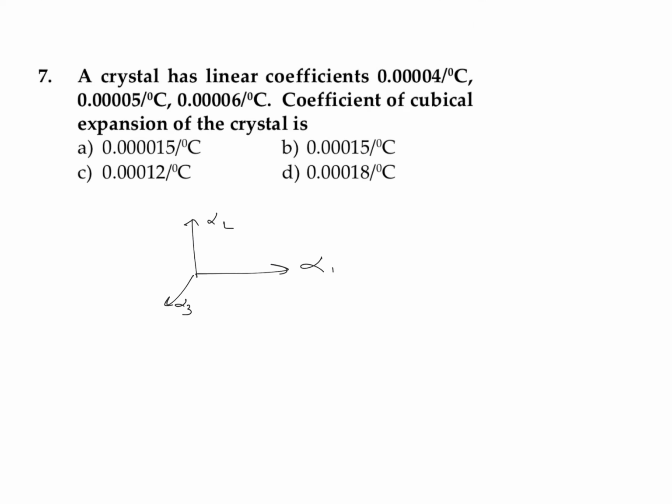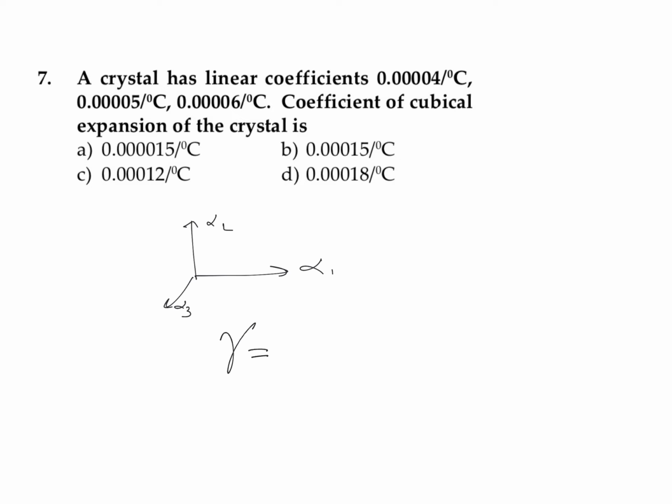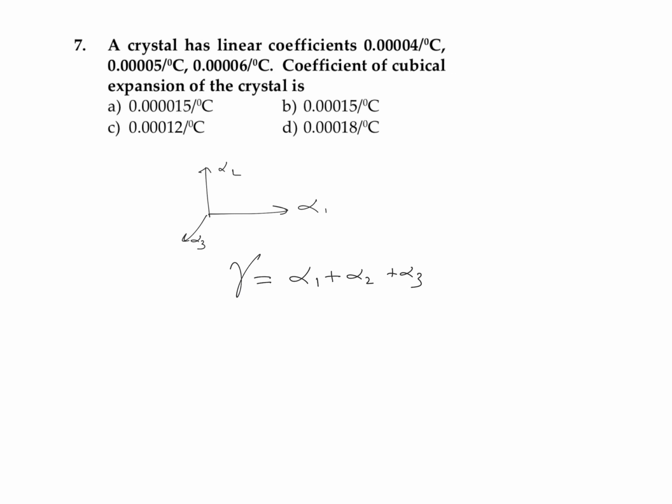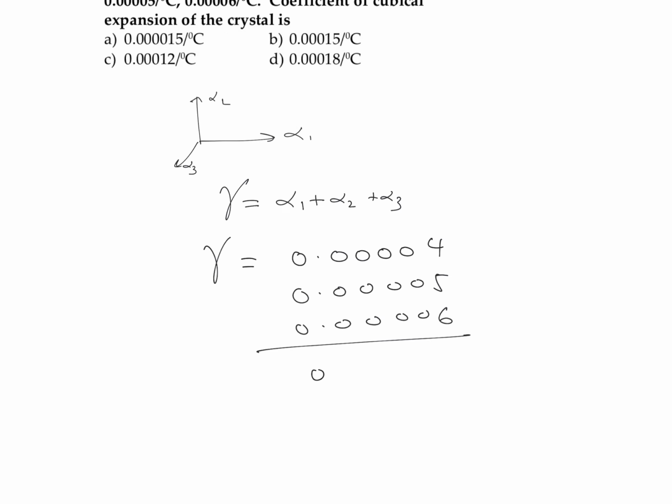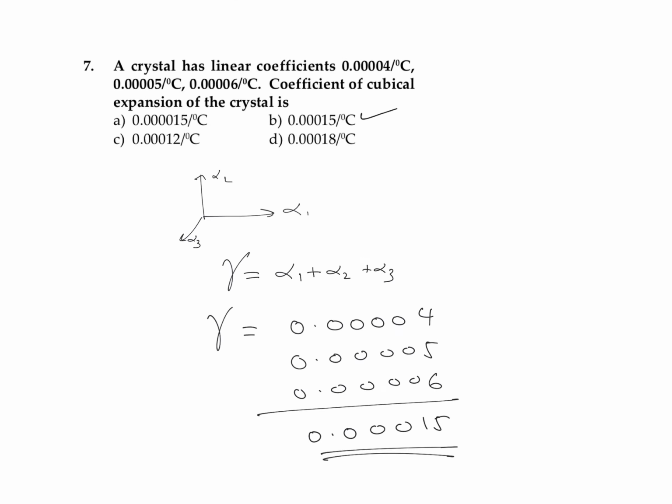So we can write the total coefficient of cubical expansion gamma will be equal to expansion along x plus expansion along y plus expansion along z. So by using that we can write the equation for coefficient of cubical expansion, that is equal to sum of these things: 0.00004, like that we can write 0.5 and we can write 0.6. So if you are adding all these things, we know that we are going to get 0.00015. So this is the value of coefficient of its cubical expansion.